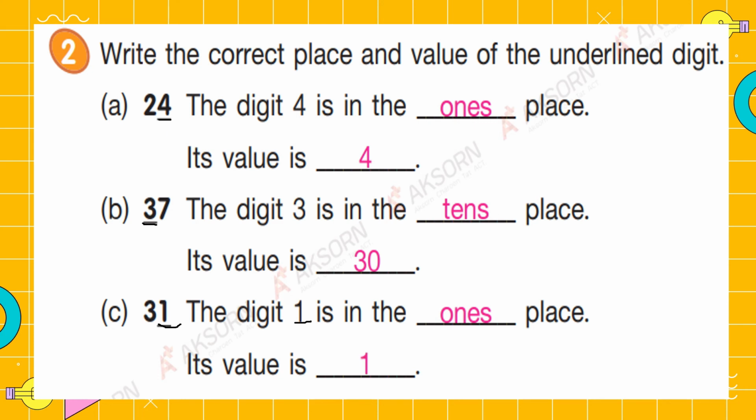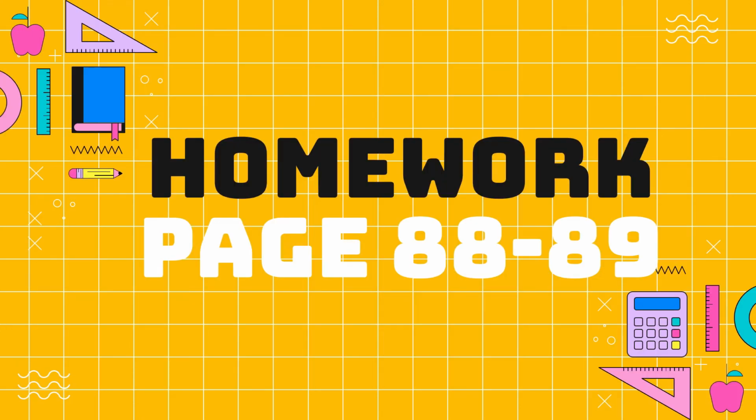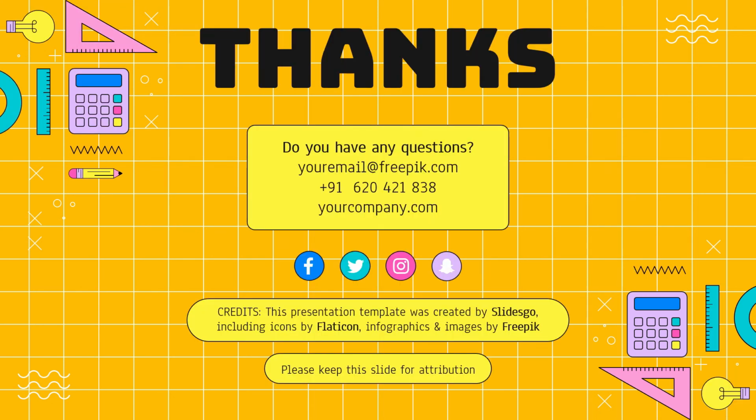Very good. Now, since we're done with our activity, I want you to open your book and please do your homework. It is on pages 88 to 89. Again, pages 88 to 89. Okay, that's all for today, and I hope you learned about the place value and the expanded form.